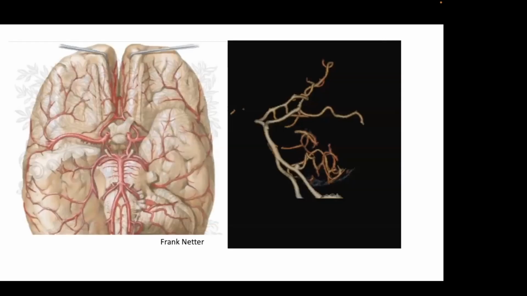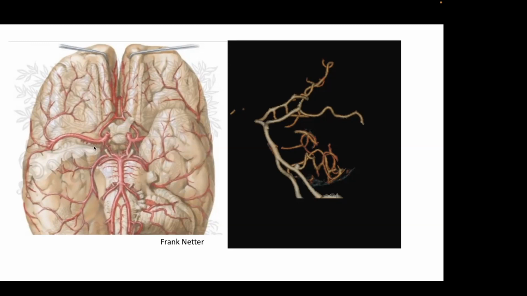Some basic anatomy. These are Frank Netter drawings. He's one I admire, one of the medical illustrators that helped me through school. But as we're familiar, we've talked quite a bit about the anterior circulation. This, of course, looking from the undersurface of the brain, is the middle cerebral artery. You'll notice on this M1 segment, the lenticulostriate arteries, which supply the basal ganglia.